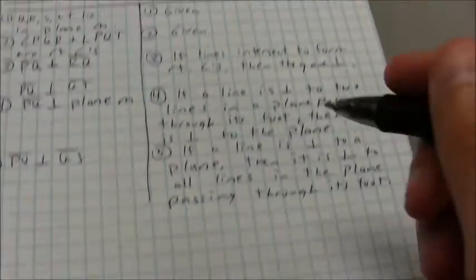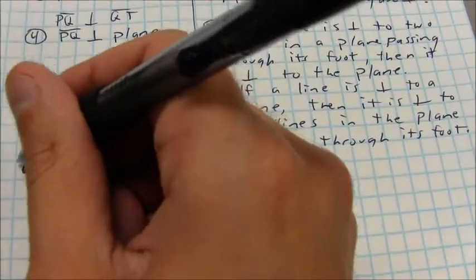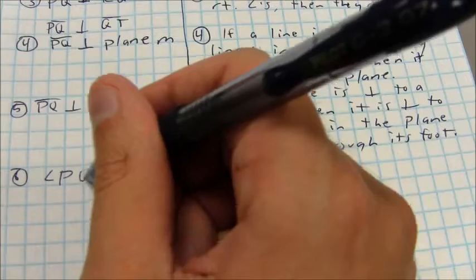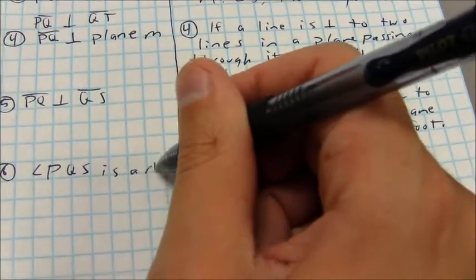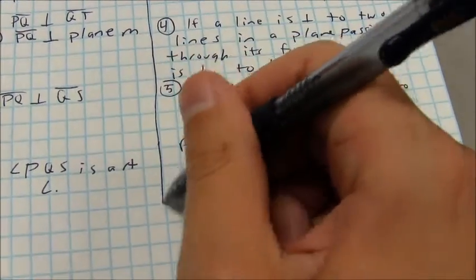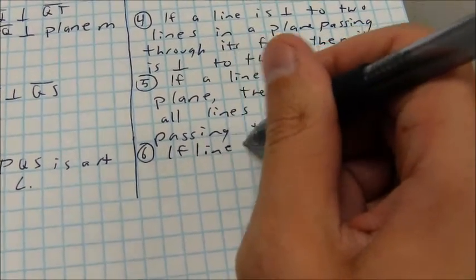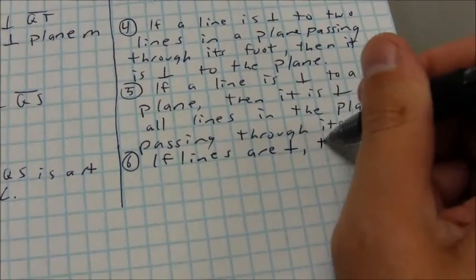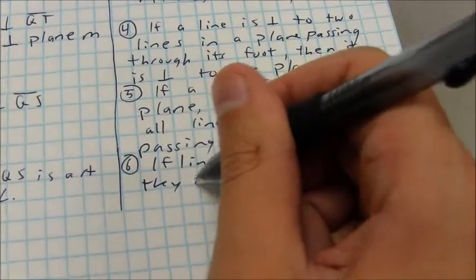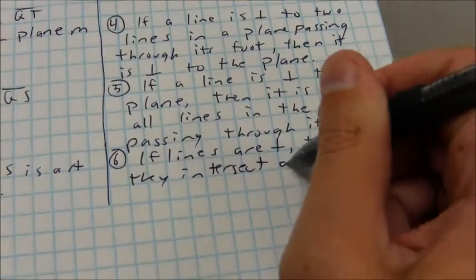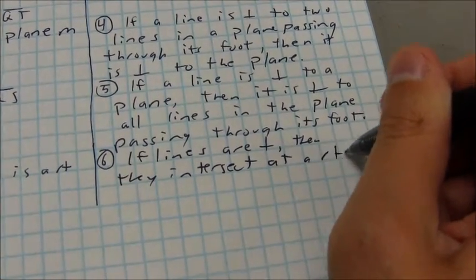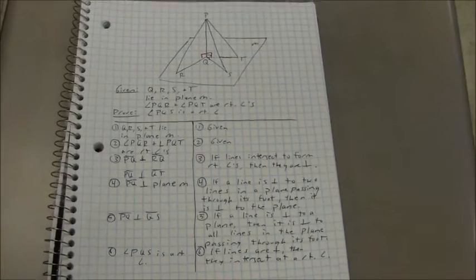And of course, at the end, if those lines are perpendicular as well, I'm going to get a right angle there. So I'm going to be able to say that angle PQS is a right angle, and that reason is if lines are perpendicular, then they intersect at a right angle. And that is the final proof.